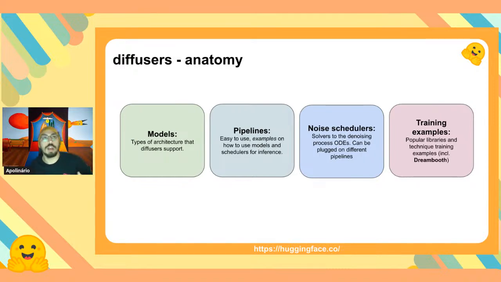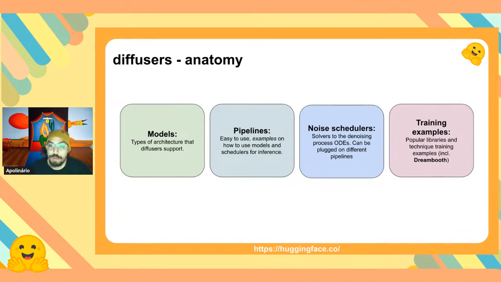It's outside of Stable Diffusion, just to show that this ecosystem of diffusers is not only for Stable Diffusion. Then we have noise schedulers, which are essentially the schedulers for you to remove the noise from the image that we have, for example, the DPM, PNDM, Euler, and all these different schedulers for removing the noise. And on diffusers, we also include training examples.